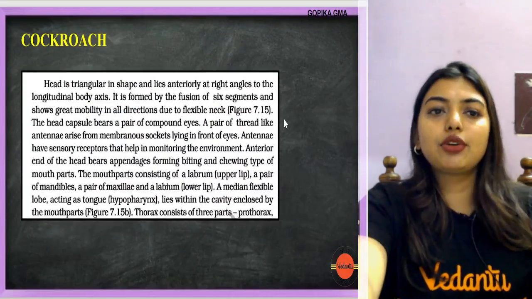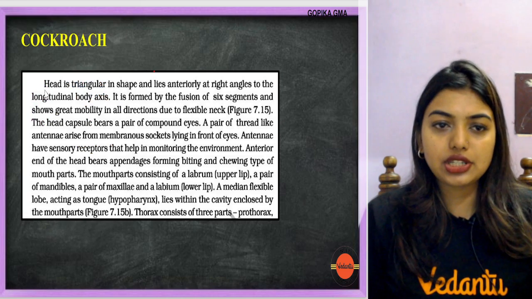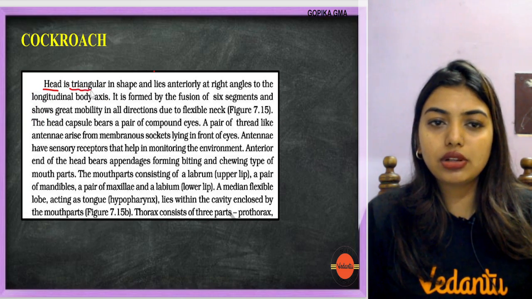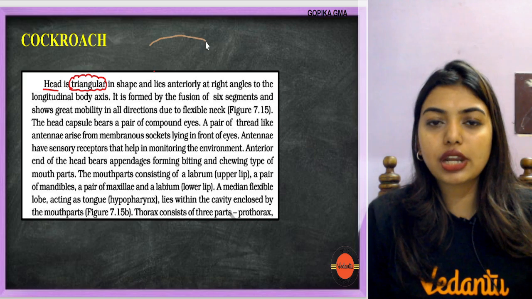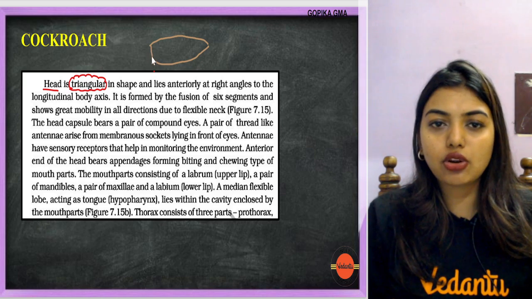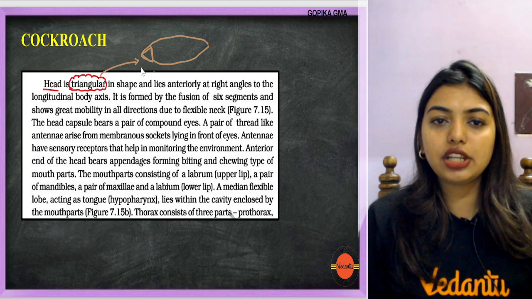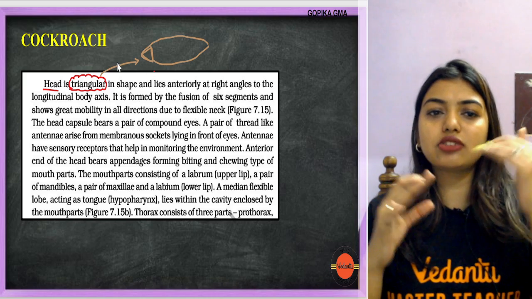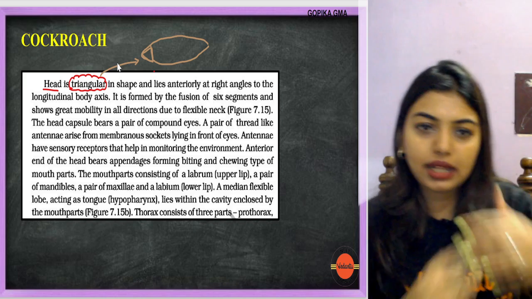Now look here, we are going to understand the head region, exactly what is there in the head region. See, the head is triangular in shape. When I drew the cockroach, how did I draw it? I drew the cockroach like this, and then here I stopped and drew a tiny triangular structure. So the head is triangular in shape and lies anteriorly at right angles to the longitudinal body. So this is the body, and the head will be lying like this.